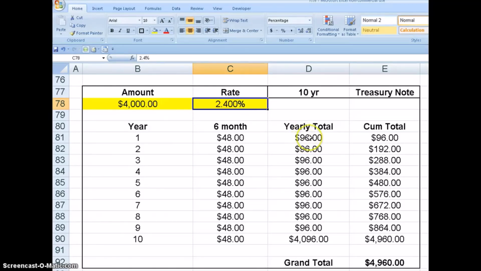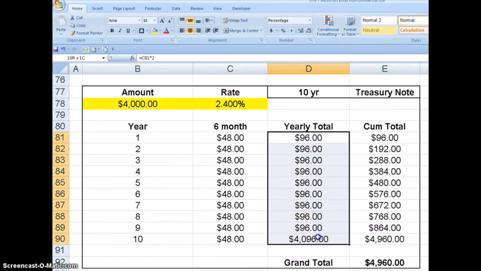This is just to kind of quote, again, it's quote guaranteed because nothing's guaranteed, but treasuries are the most guaranteed investment there is. So what you're doing is you're securing basically 10 years worth of income and the principal. You're securing it for the future.